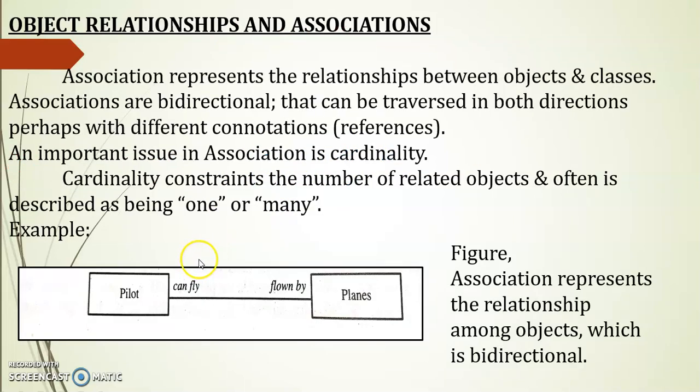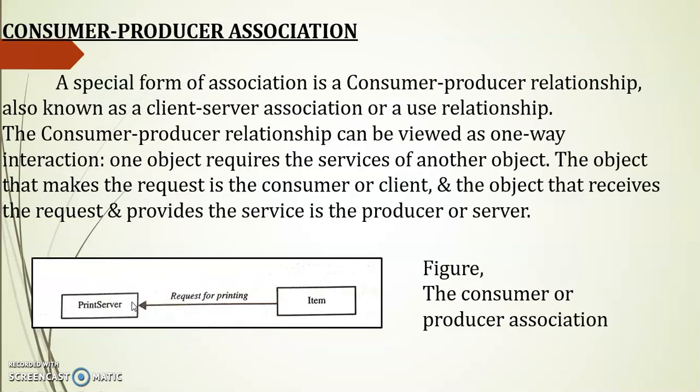Next is object relationship and association. Association represents the relationship between objects and classes. They are bidirectional. And also cardinality constraints are there on this. Pilots can fly planes is one type of association. The bidirectional is planes flown by pilots are also true. This is a consumer producer association, also called client server association, where an item requests for printing from the print server.